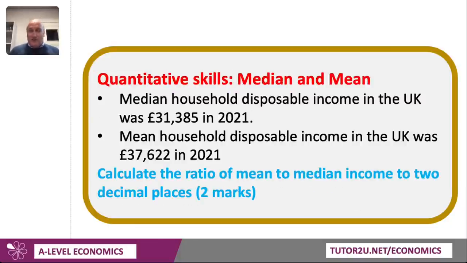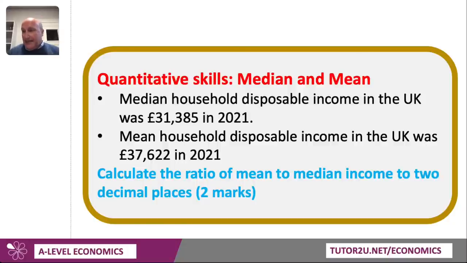I've got four for you. So if you have a calculator, let's see who's quick and accurate on these questions. First one, median and mean. AQA, by the way, stating this is a key quantitative skill for your paper. Median household disposable income in the UK was 31,385 last year. Mean was 37,622. Wow, big difference. Calculate the ratio of mean to median income to two decimal places. So have a go at that, please.